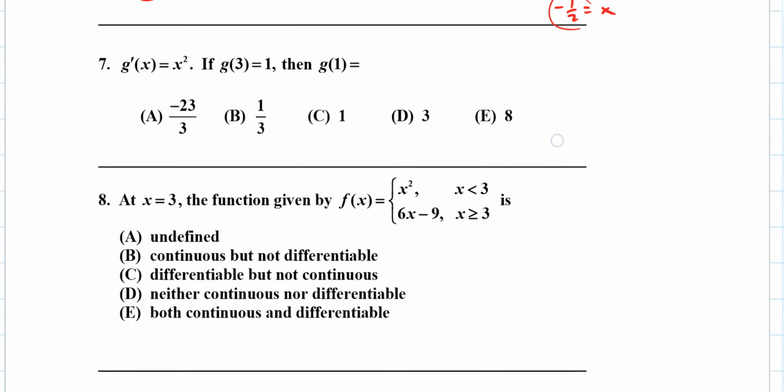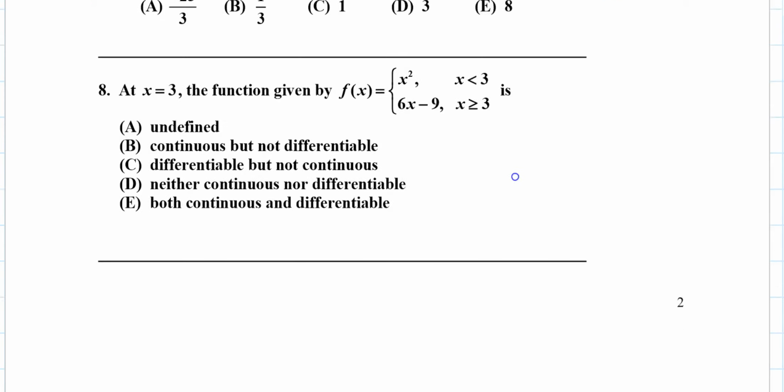Number 7, we are going to skip. This is a problem for when we come back from break. We have to do anti-differentiation to find this value, so we're not going to touch it right now.